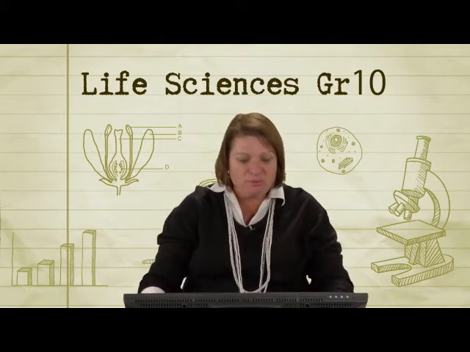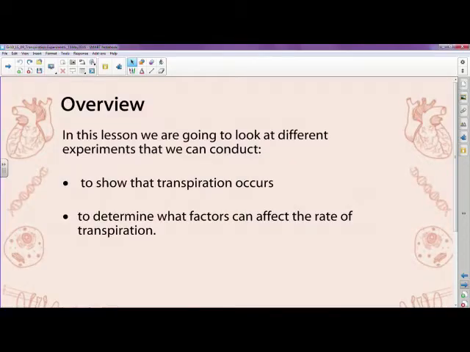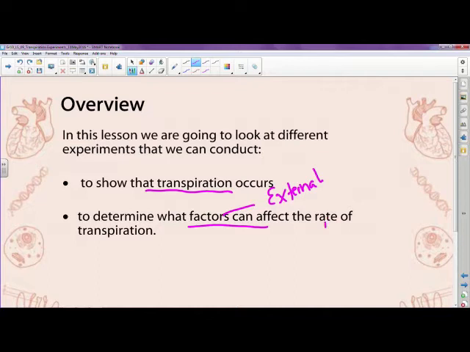If you have a look on the board in front of me here, we're going to show you that transpiration occurs. We need to always forget the pen in the beginning. We're going to show you that transpiration occurs, and I hope you can remember from last time, because we dealt with that last week, what factors, we were talking about external factors, are going to affect the rate, which is the speed at which transpiration occurs.